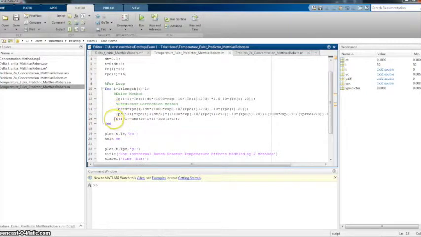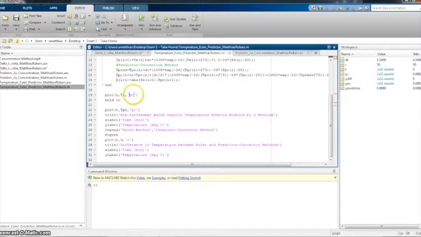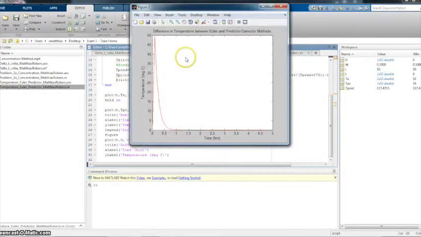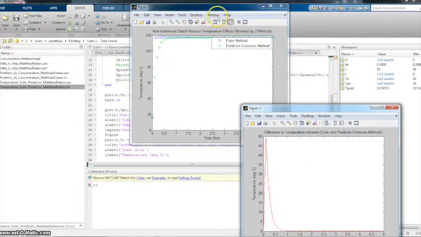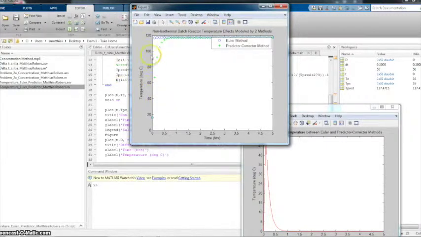And then in this for loop as well, we found our difference, which was the absolute value of our Euler method minus our predictor-corrector method. We used blue circles for that, and for the temperature predictor-corrector method, we used green plus signs. When you run it, you can see in figure 1, the plus signs represent the predictor-corrector method, and the blue dots represent the Euler method.